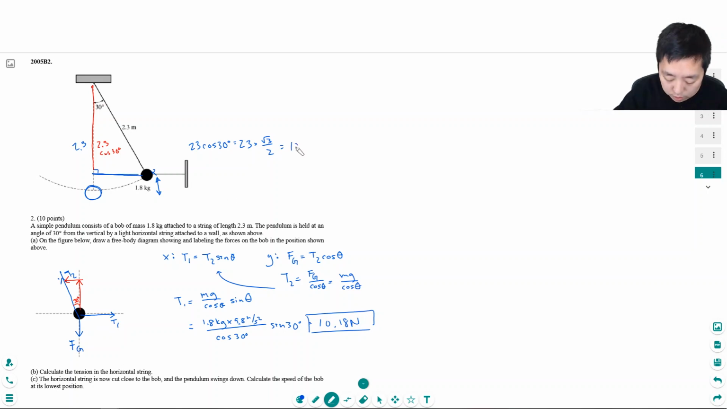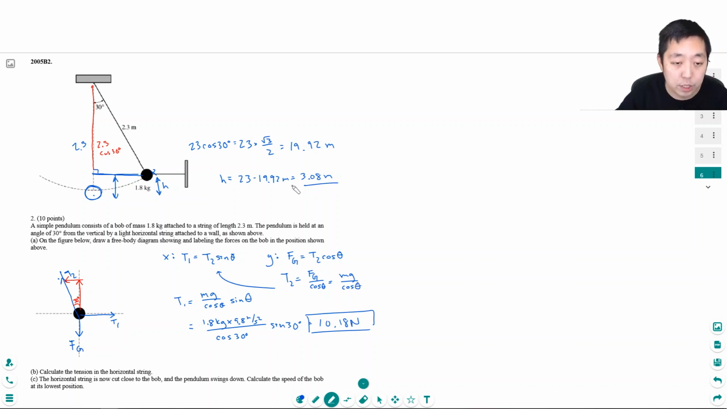It's equal to 1.99 meters. So if this part is 1.99 meters, and I know this whole distance here is 2.3 because that's the length of the rope, then my height here is equal to 2.3 minus 1.99 meters. I get 0.31 meters. Okay, so that's my height.